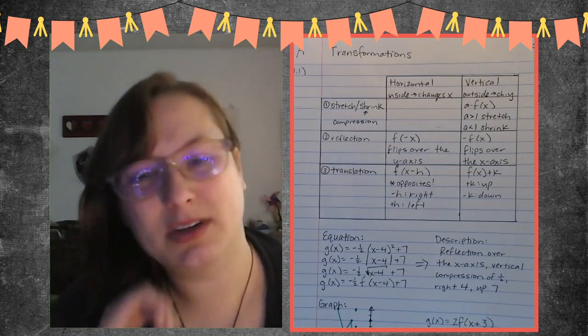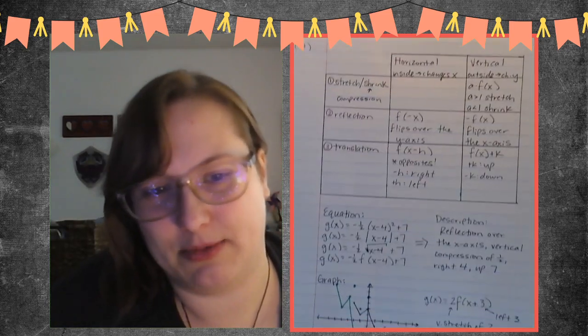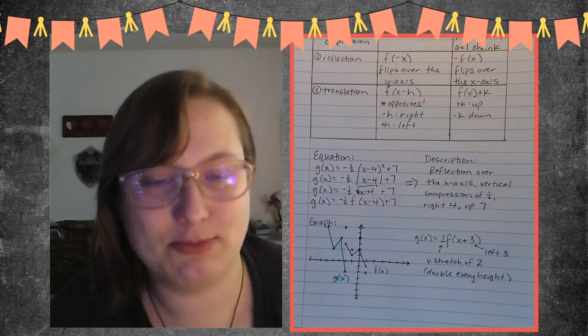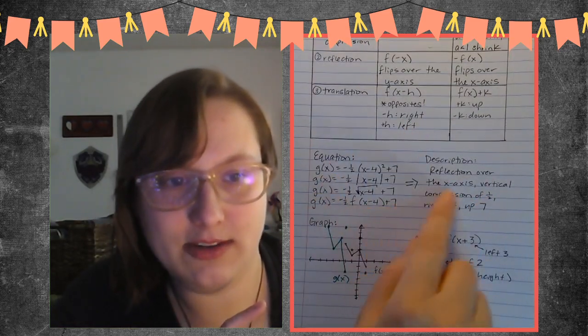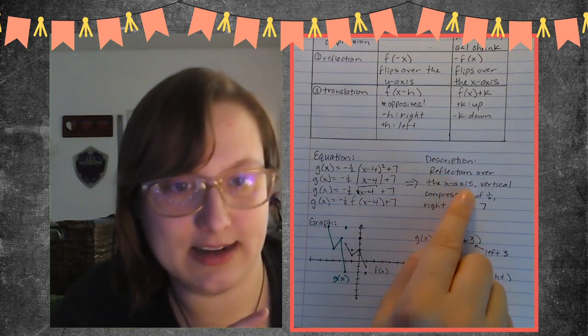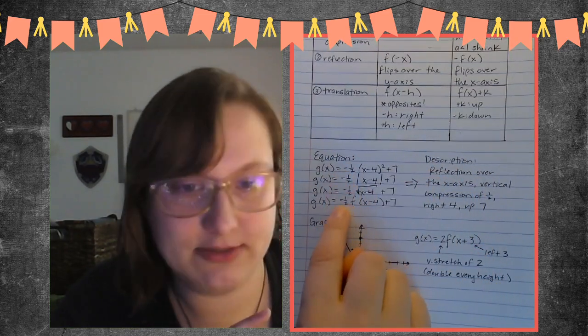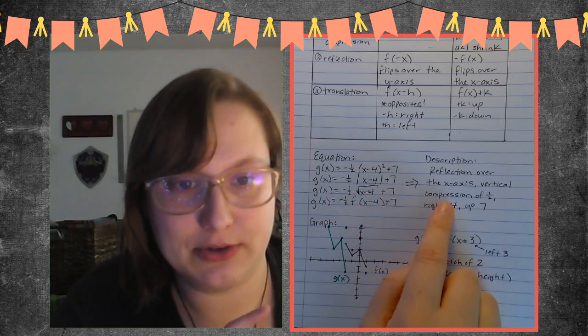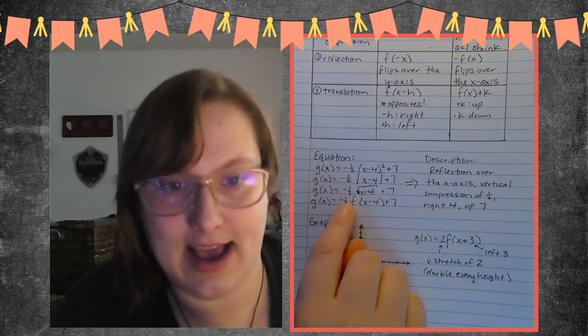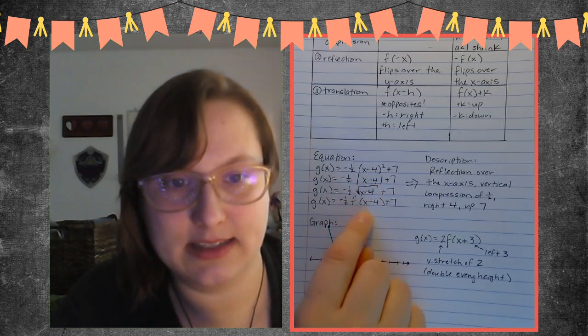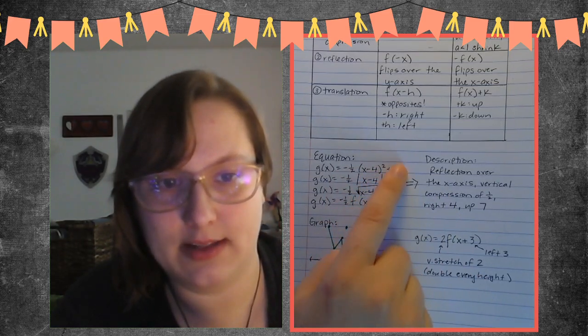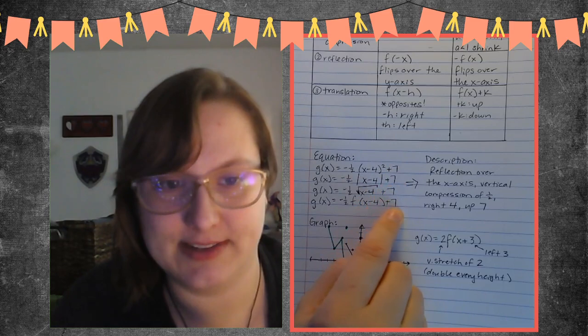We're going to start each of those separately first, and then we're going to get to them kind of combined. So I just did one example that are all the same. All of these have a reflection over the x-axis because they're all negatives in front. They all have a vertical compression of a half because of all of the halves in front. They're all right 4 because of all the minus 4s, and they're all up 7 because of the plus 7s.